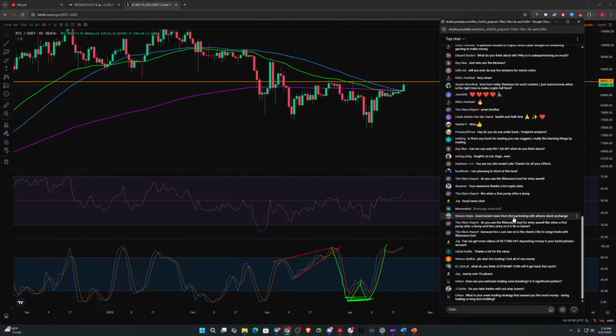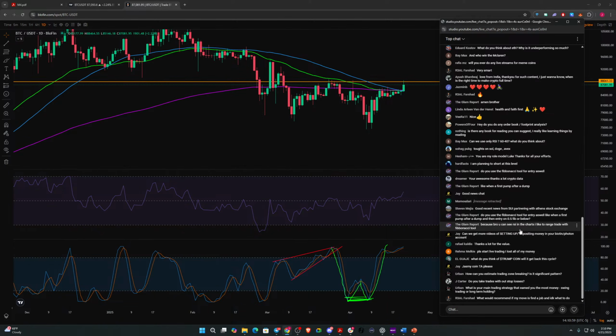Thank you. Glam says, do you use Fibonacci for entry as well, like first pump and after a dump and then entry at 0.5 favor below? Yeah, it's possible. You can use a 0.5 to 0.618. Good levels there. Yeah, so very good to combine those.